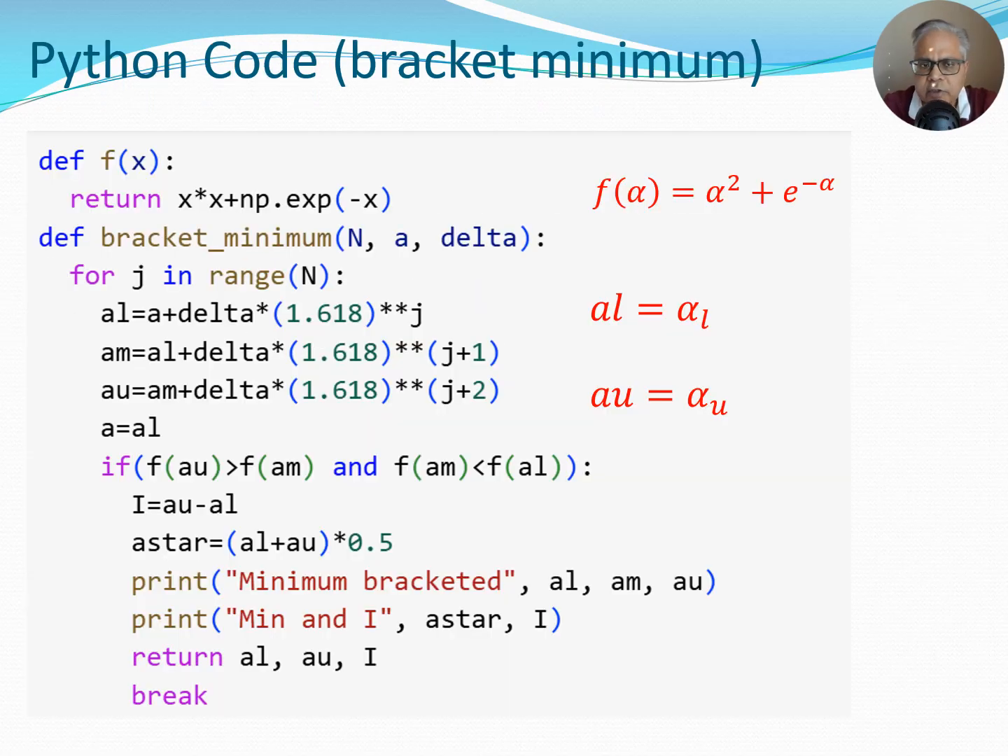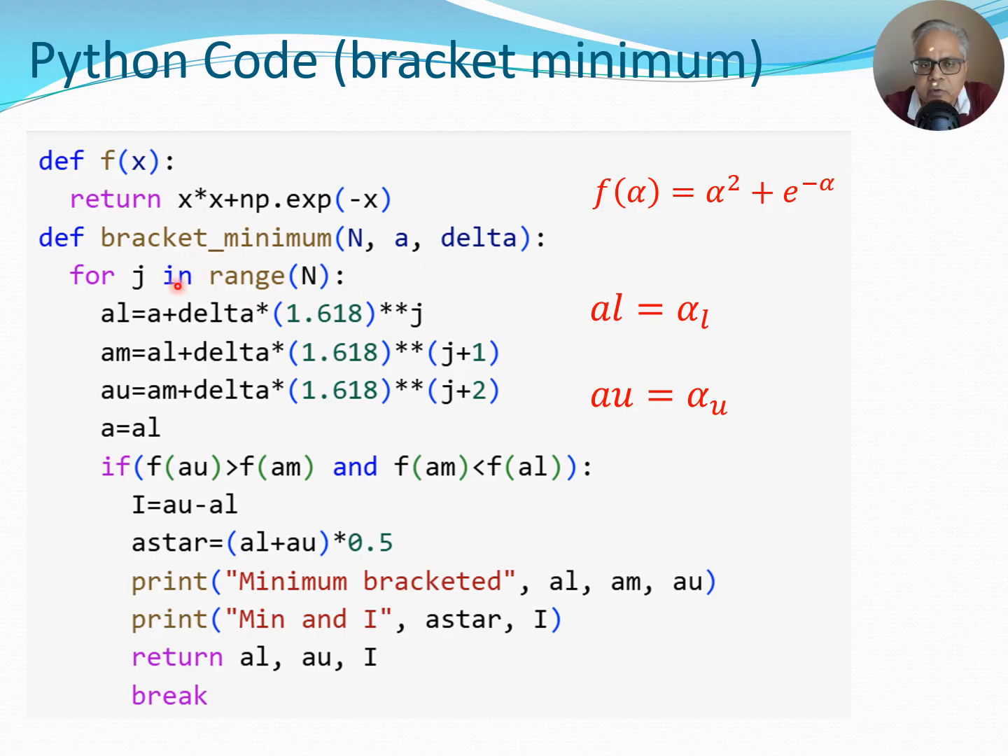Now let's look at each of these functions in detail. The simplest function I have is the function f of x, which simply returns the function value back to me. Of course, here I have to use numpy because the exponential requires numpy in Python. Remember, this is not Fortran, where the exponential is built in. So then we look at this second function, the bracket minimum function.